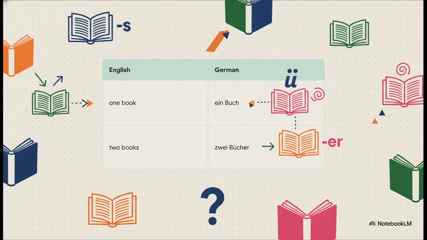I mean, look at this. In English, it's so simple, right? One book, $2. You just slap an S on the end. But in German, ein Buch becomes zwei Bücher. So what just happened there? We got a vowel change, that's the umlaut, those two little dots over the U, and a totally new ER ending. This is exactly the kind of thing we're going to clear up today.